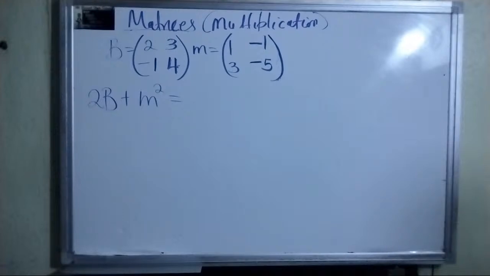Yeah man, errors can be made, guys. So find this one, 2b plus m squared. B is 2, 3, negative 1, 4. M is 1, negative 1, 3, and negative 5. 1.5 more minutes and let's go. Let's go.